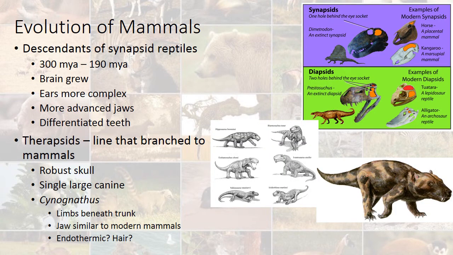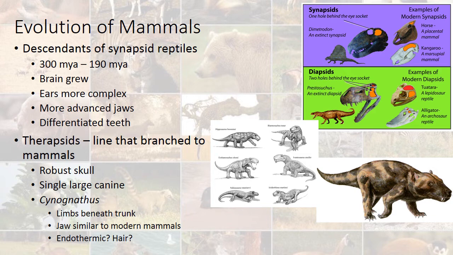So mammals are descendants of reptiles, specifically the synapsid reptiles, and remember synapsids are vertebrates that have that single hole behind the eye socket. So the only extant vertebrates that have that are mammals, but 300 to 190 million years ago there were synapsid reptiles.